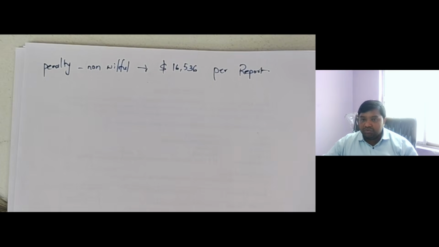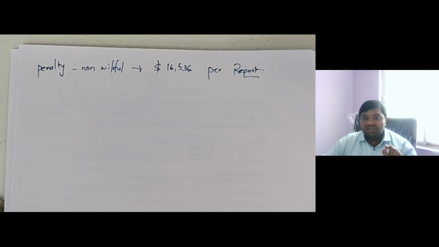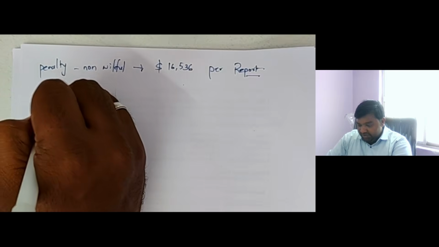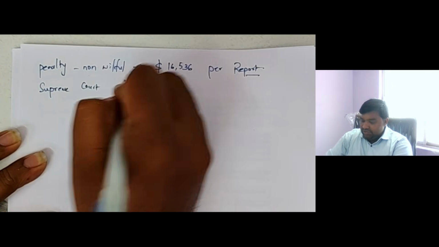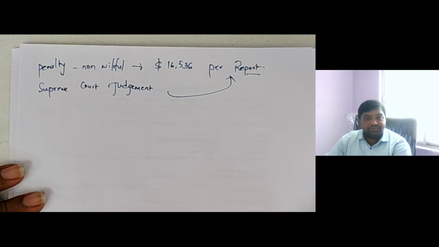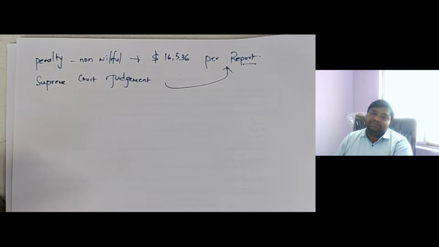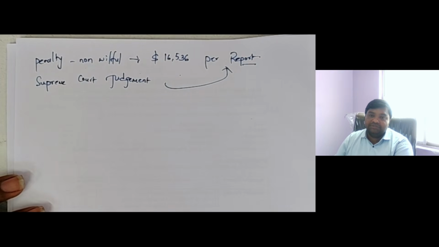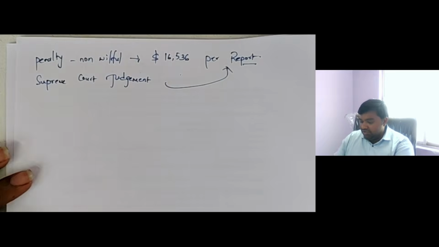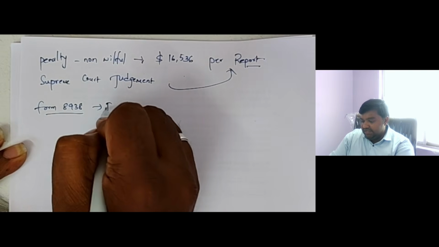Okay, but Supreme Court in the latest judgment clarified that this penalty is applicable per report. It is not per financial account, not per bank account. Remember, Supreme Court judgment, very important for your exams. The penalty is per FBAR report. Okay, so that is your FinCEN form 114, which is under Banking Secrecy Act. Now let us discuss about form 8938, which comes under FATCA.